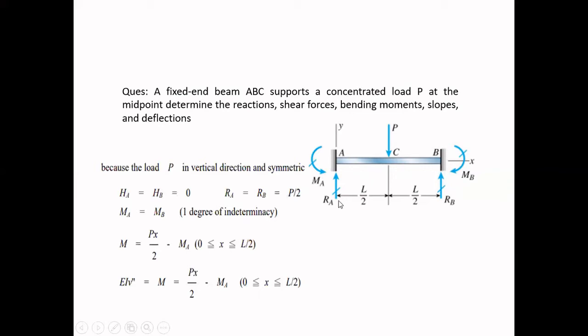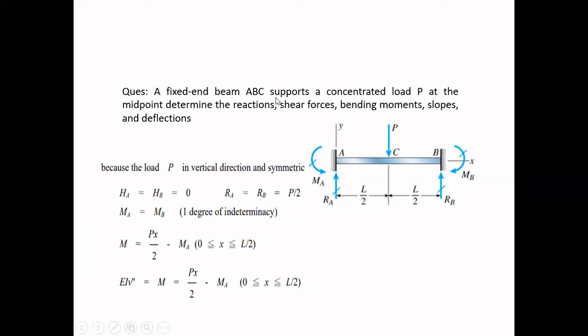By using the first equilibrium equation, that is sigma of V equal to zero, we can say RA plus RB is equal to P. So due to symmetry, RA is equal to RB is equal to P by 2. This load will be distributed equally to each end, and we can directly write RA is equal to RB is equal to P by 2. Similarly, MA will be equal to MB in this case because this is a symmetrical beam.